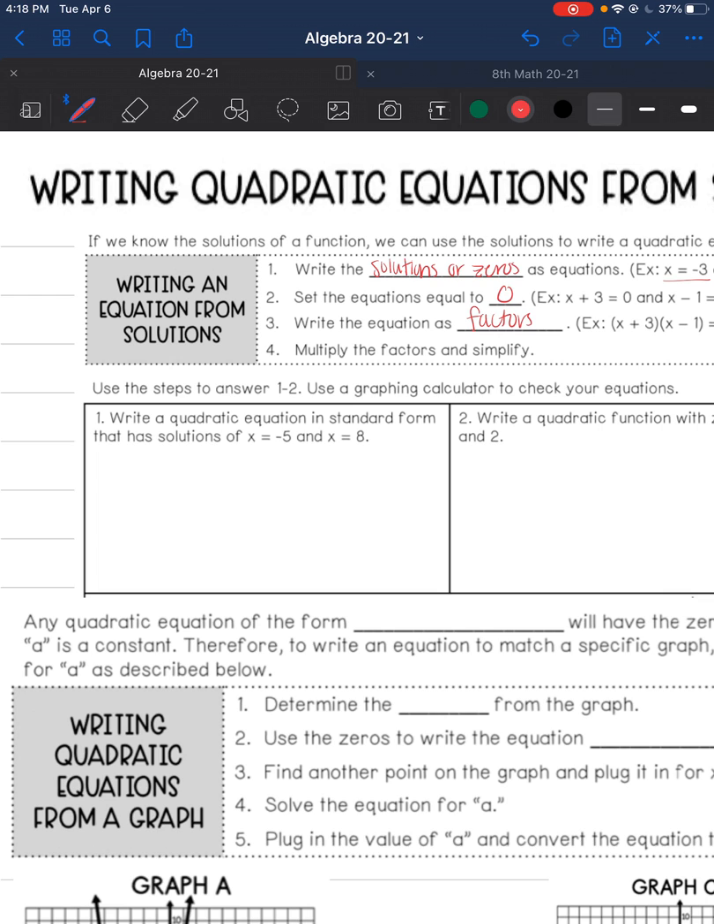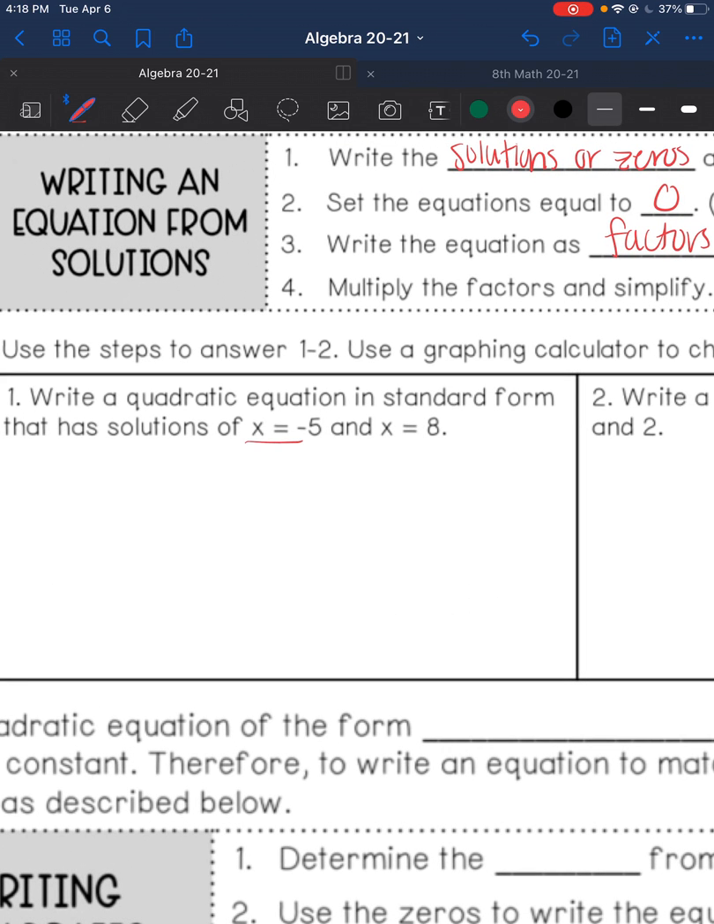So I have two examples here we're going to do. My solutions are x equals -5 and x equals 8. The first thing is to write them as equations. We already have that, so now we need to set them equal to 0. If I move that -5 over, x plus 5 equals 0, because that's plus 5 on both sides. Same thing with the 8: x minus 8 equals 0. These are what we're going to use as our factors, and we set them up to multiply: x plus 5 times x minus 8 equals 0.